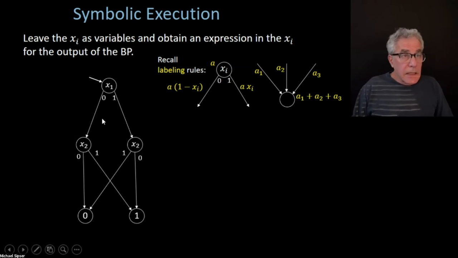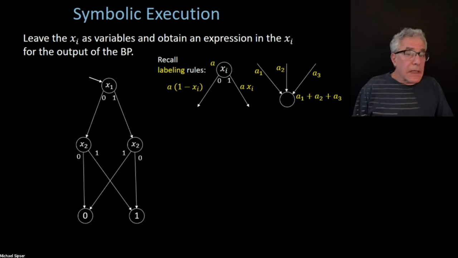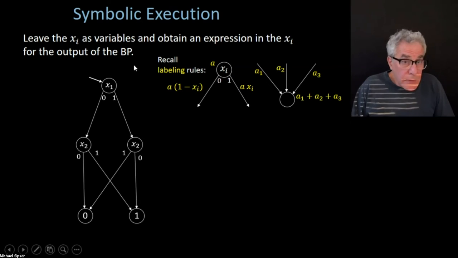So I'm going to take this branching program. Let's say this is the same XOR, exclusive OR branching program, but instead of labeling it as we did before by setting x1 to 2 and x2 to 3, I'm going to leave x1 and x2 as variables and just do a symbolic execution. Okay, so let's just see what we get if we do that.